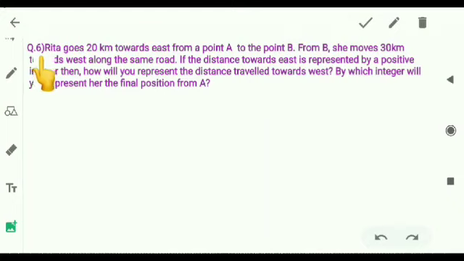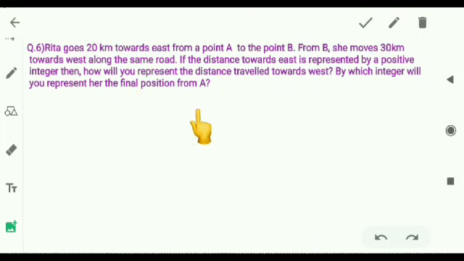Question number 6 is: Rita goes 20 km towards the east from a point A to the point B. From B, she moves 30 km towards west along the same road. If the distance towards east is represented by a positive integer, then how will you represent the distance traveled towards west? By which integer will you represent her final position from A?